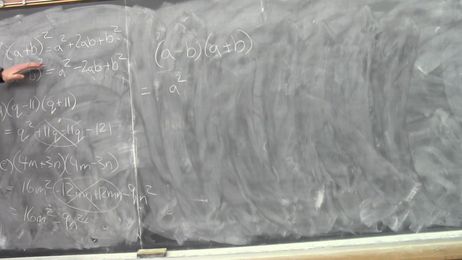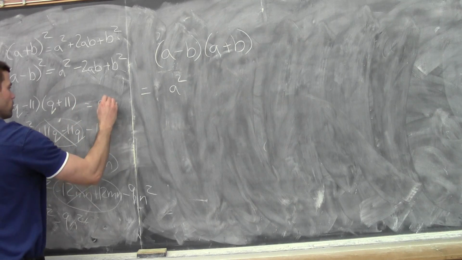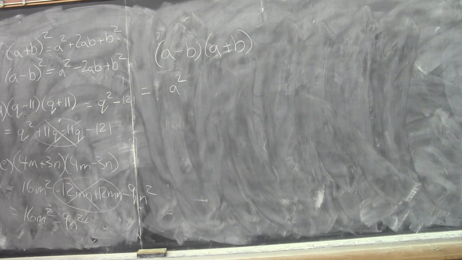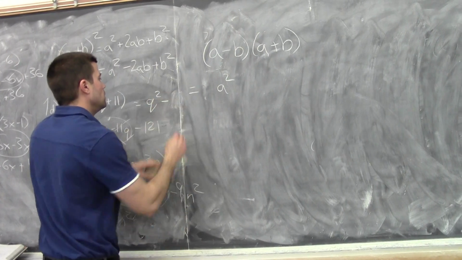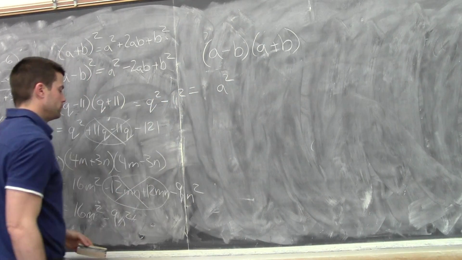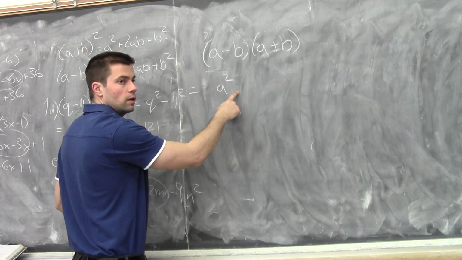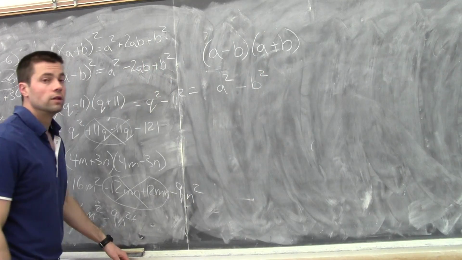So look what's happening. We go from here to here. This is equal to q squared minus 121. 121 we could also say is 11 squared, right? Also b squared. Yeah, so what's this sign now? Good, minus b squared. Alright, so that's it.